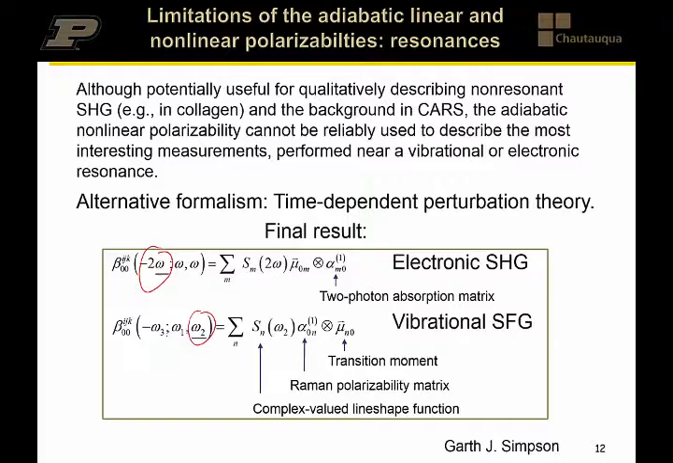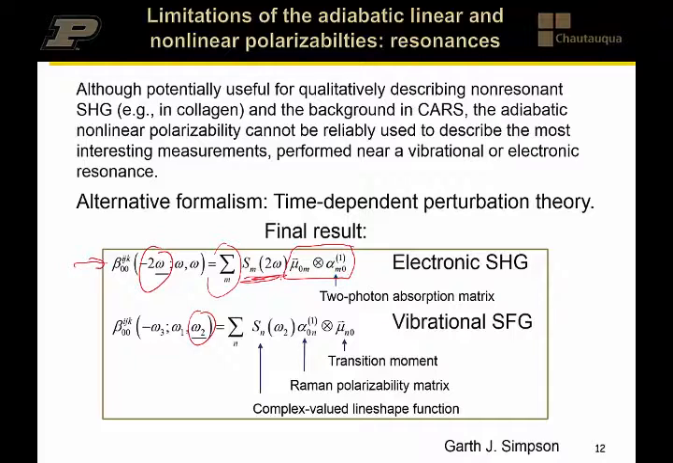So for the first case of second harmonic generation, the functional form for the molecular polarizability is a summation over many states. Each state has a resonant line shape function and two key terms in the numerator. The first is the transition moment from state M to state 0, and the second one is the two-photon absorption matrix from state 0 to state M. So it's going from 0 to M and then M to 0. 2 photons up, 1 photon down.